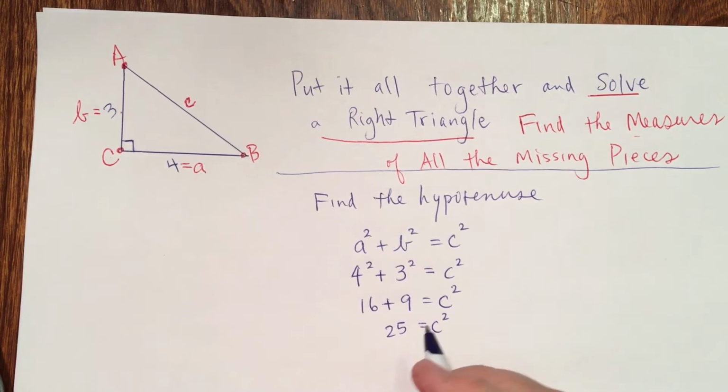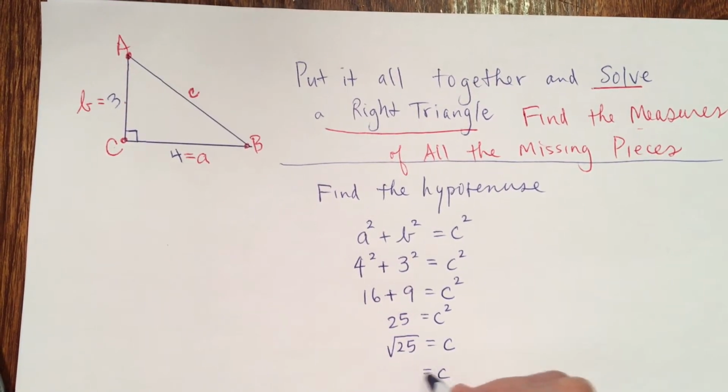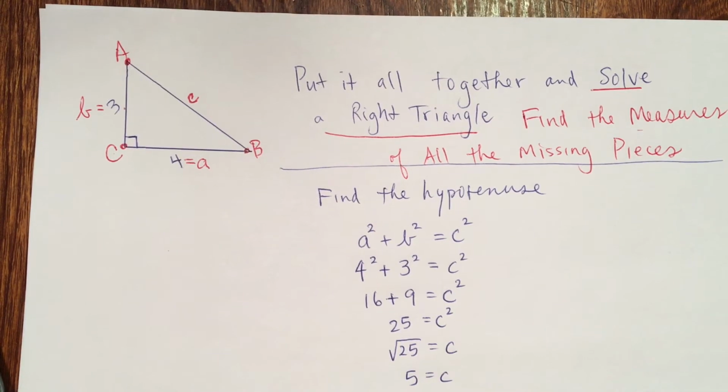25 equals c squared. Do the square root to solve it for c. Square root of 25 is 5. So I have found that c, the side, has a length of 5.